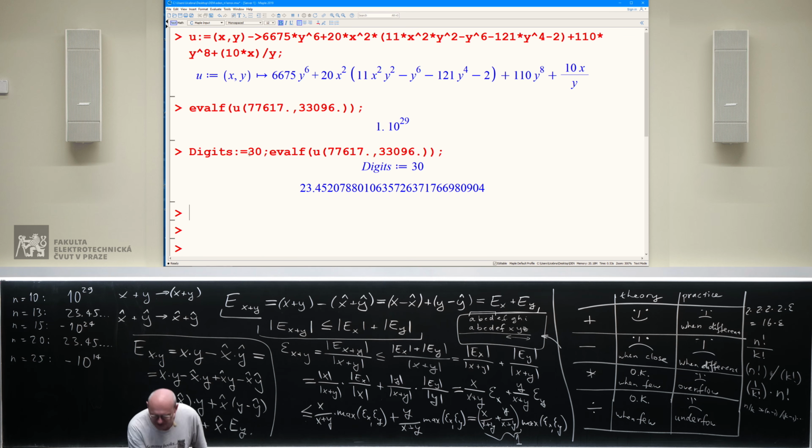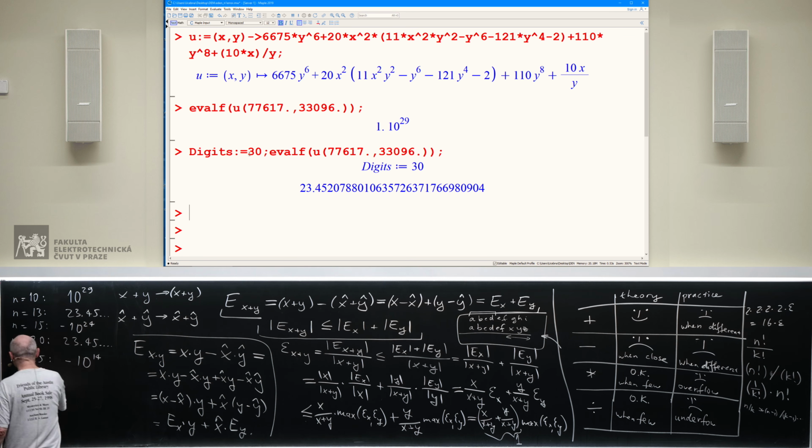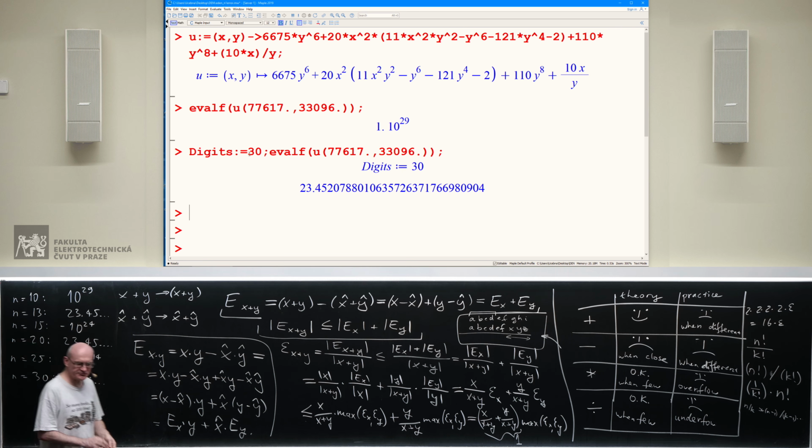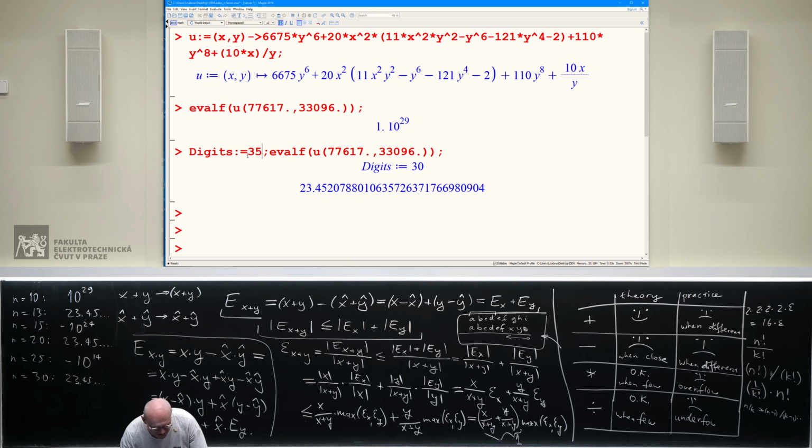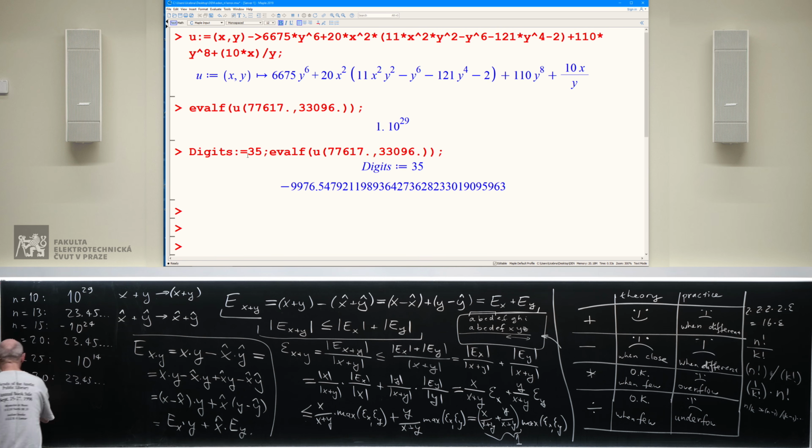Okay, 30 digits precision. With 30 digits precision, the outcome is 23.45 and so on. That number has appeared 3 times now. This is interesting. Let's see what happens with precision 35. Wow, we didn't have this one before either. So if we ask for precision 35 digits, the answer is, let's say, minus 10,000.